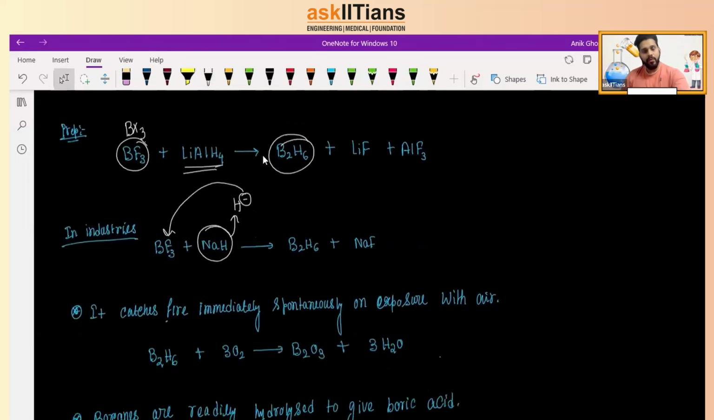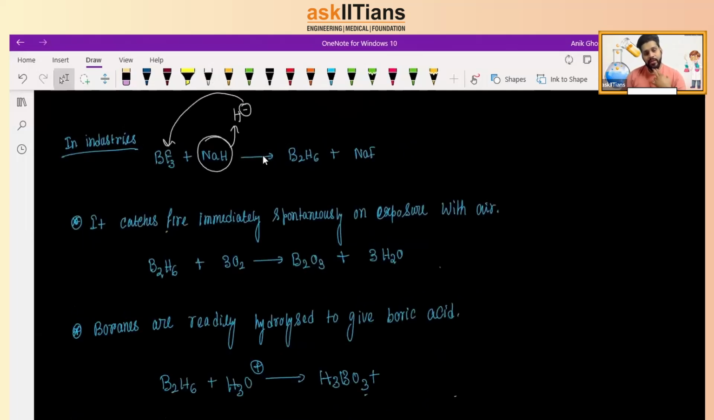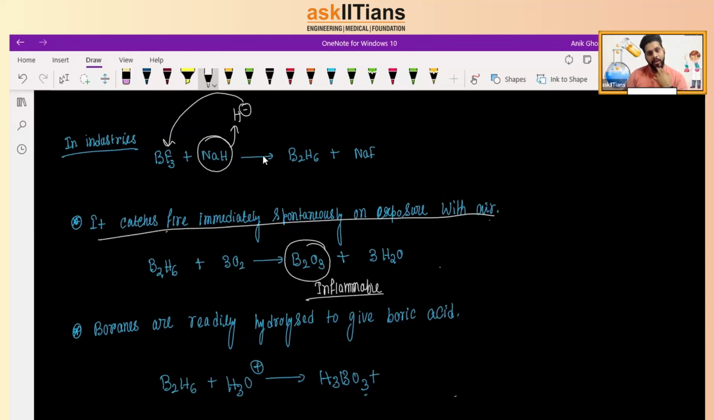Now, B2H6 catches fire immediately, spontaneously, on exposure to air. What actually happens is you get boric anhydride and water out of it. This boric anhydride is actually inflammable. Okay, that is why it can catch fire very easily, right?